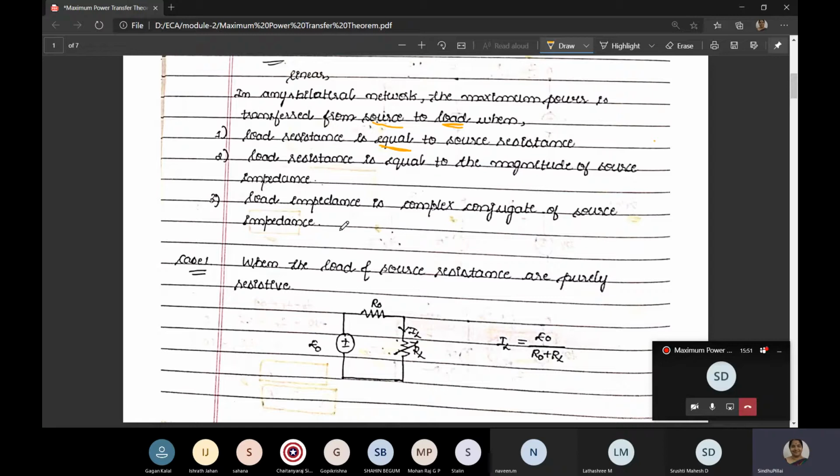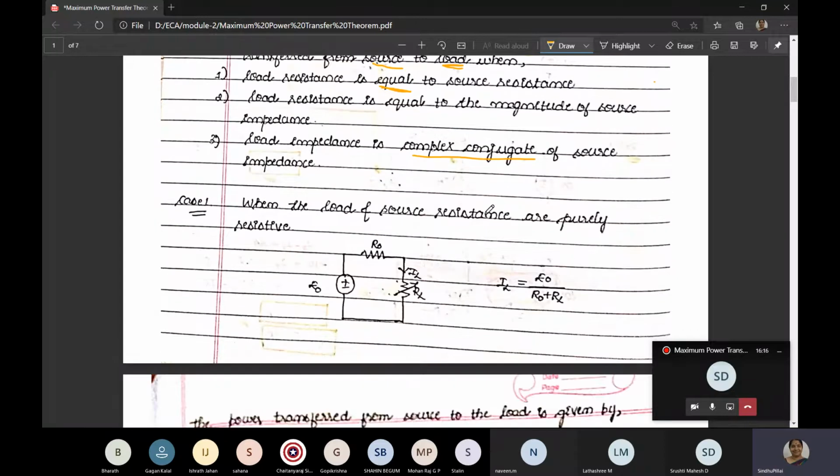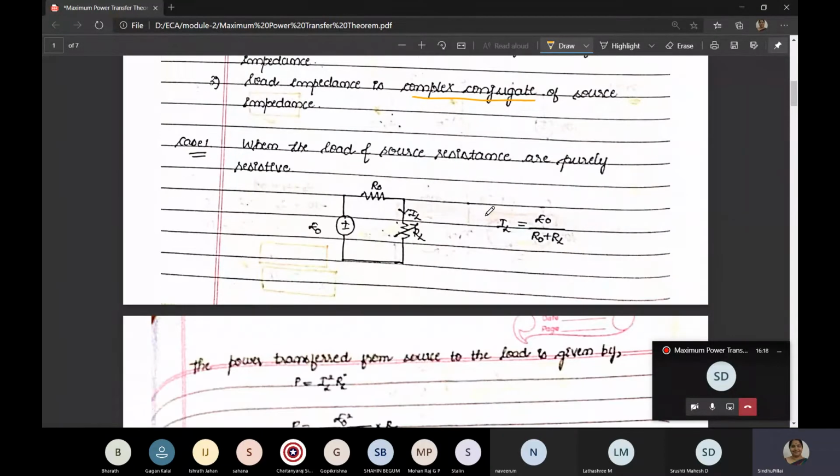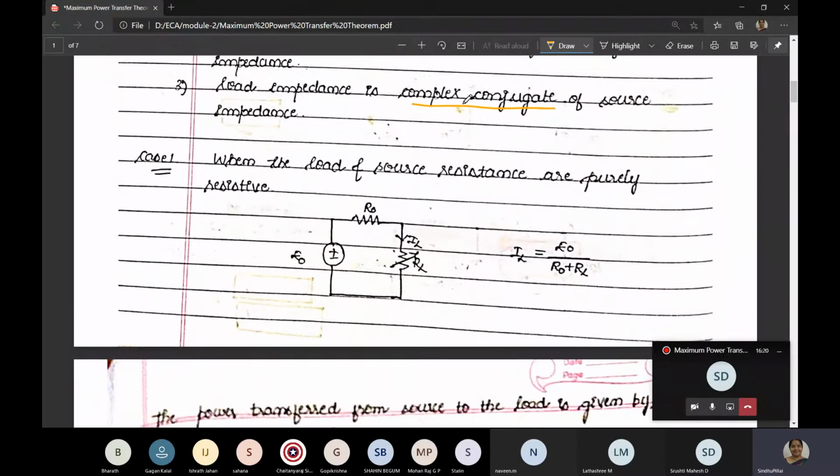And the third is that the load impedance is the complex conjugate of the source impedance. When these three conditions are met, the maximum power is transferred from source to load. So we'll be deriving the maximum power transfer formula by taking three cases. We'll start with the first case, when the load and source resistance are purely resistive.